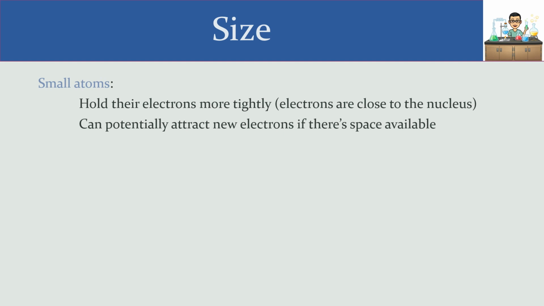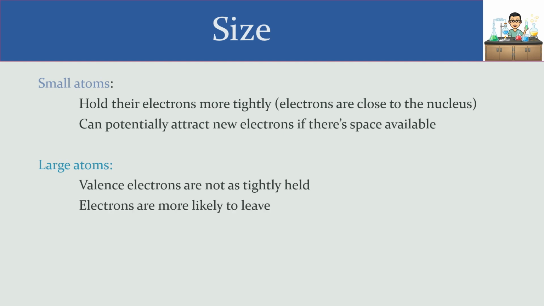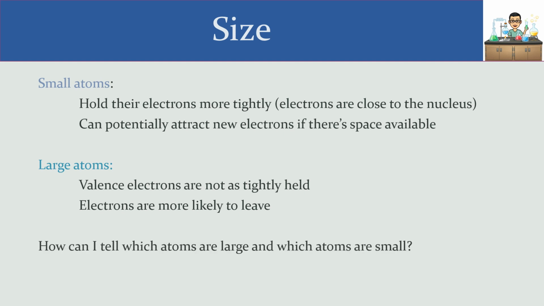And so if you have a small atom, electrons are close to the nucleus. That is the main reason you go as an electron to hang out around the atom. So small atoms can potentially attract new electrons, only if there's space available. Large atoms, on the other hand, because the electrons are so far away from the nucleus, those electrons are not tightly held. And because they're not tightly held, they're more likely to leave instead. So smaller atoms can attract electrons, whereas large atoms are more likely to lose electron density.